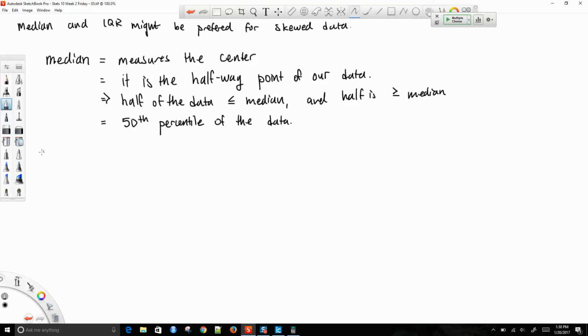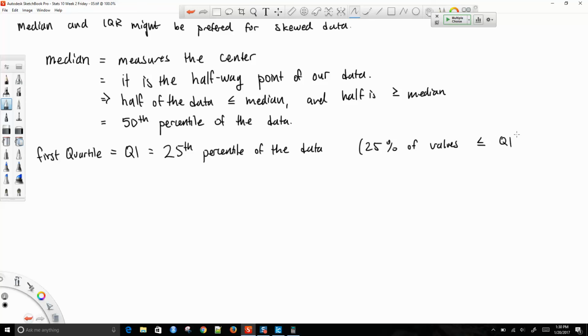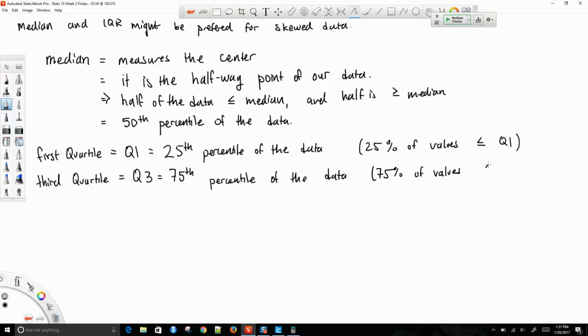Then it's useful to define what we will call the first quartile. The first quartile is Q1. This is the 25th percentile of our data. So that means 25% of values are less than or equal to Q1, and likewise, 75% of values are greater than or equal to Q1. The third quartile is Q3. This would then be the 75th percentile of our data, meaning 75% of values are less than or equal to Q3.